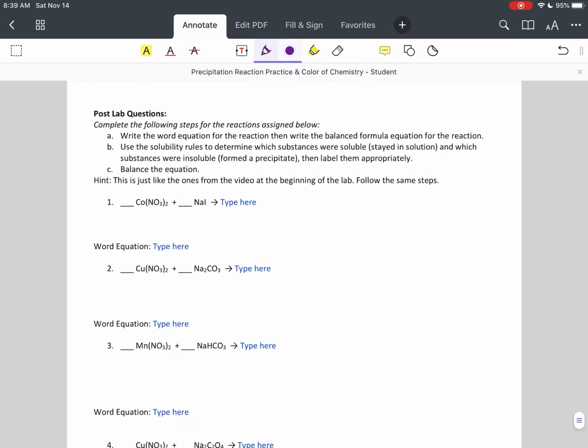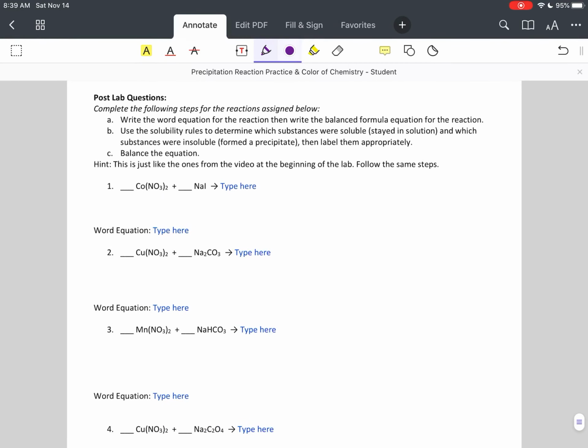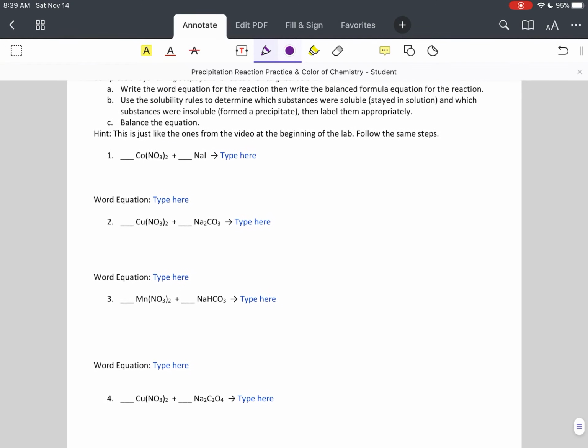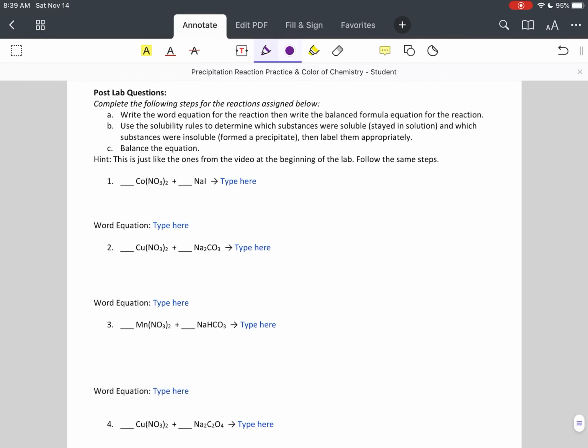Lastly, we have some post-lab questions. This is just getting some practice predicting the products and determining which one is soluble based on your solubility rules and which one is the precipitate. This is the same thing. These 4 questions are the exact same thing as what I did at the very beginning of the lab. So if you need to go back and review that video to help refresh your memory on how to do this, remember you can separate the 2 reactants into their ions, then you're swapping the cations. Don't forget, you're also going to balance the equation when you're done.